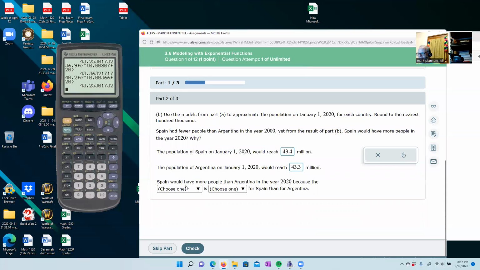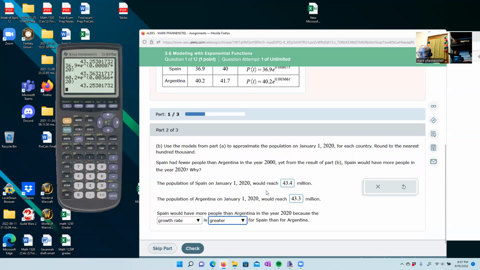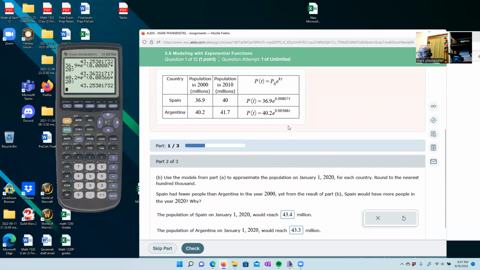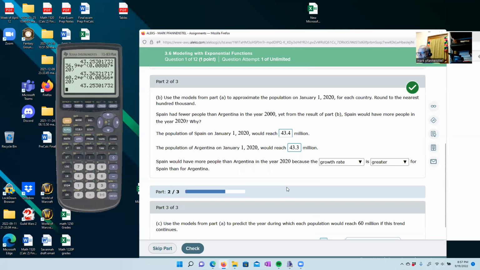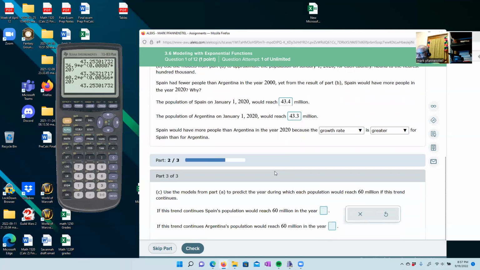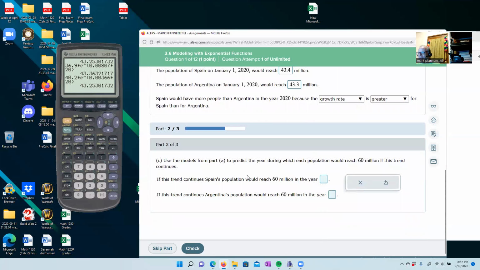Okay, so Spain has a growth rate, and the growth rate is higher. It's greater for Spain. Oh, Spain. Let's double check. Yeah, we're okay. That's bigger. It's a bigger number. Okay, double check. Okay, hooray, we got a green check mark. That's how we go. Okay, and then from this part, when would each one reach 60?